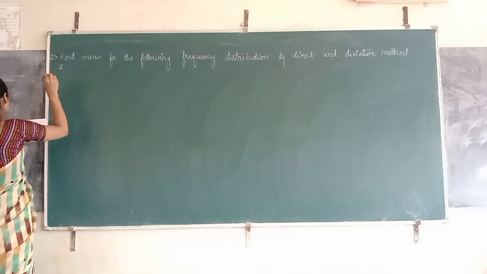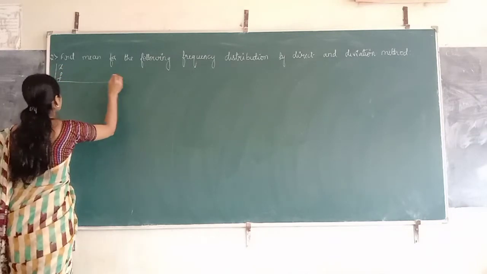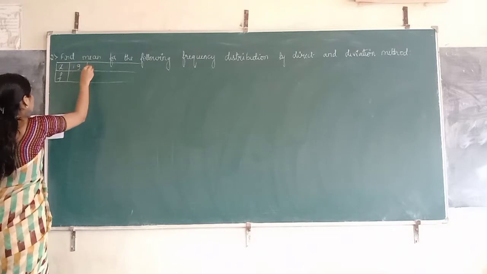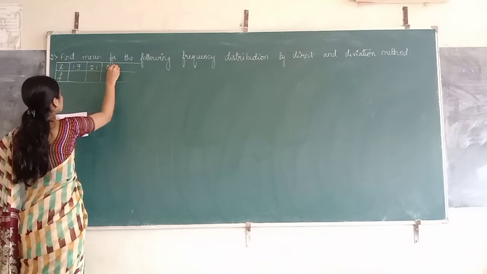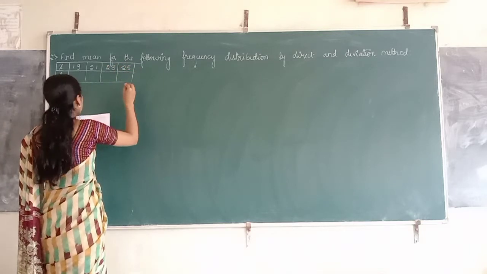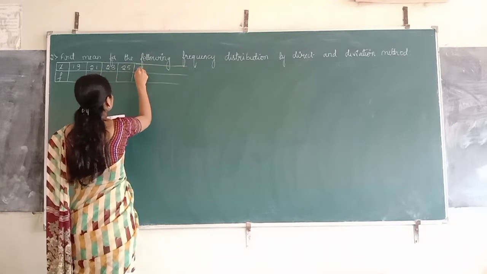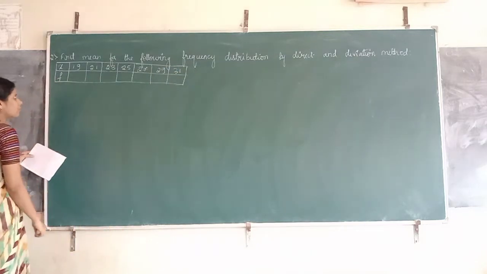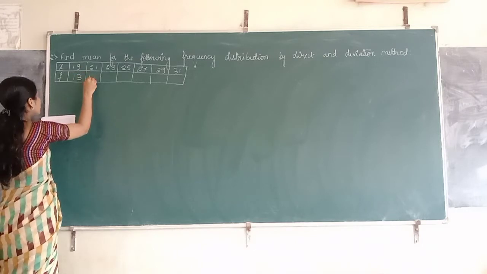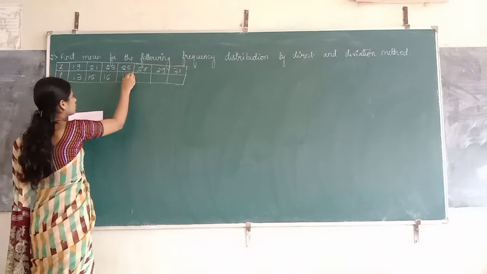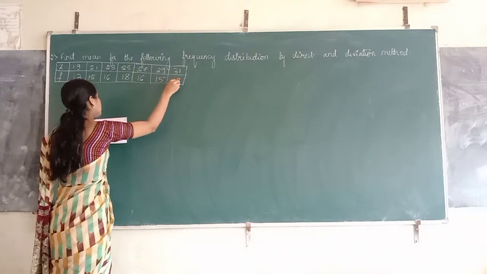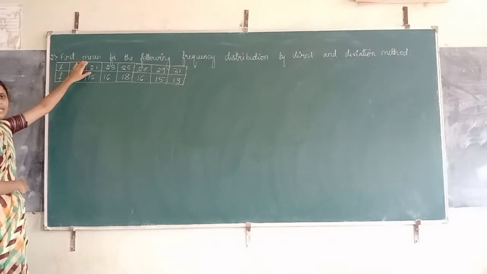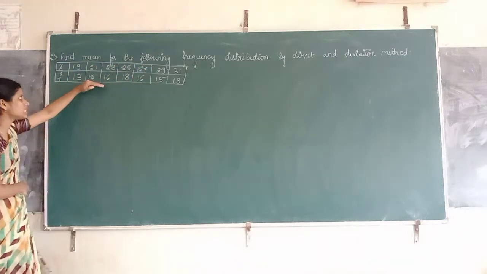And the values given are x and f. X values are 19, 21, 23, 25, 27, 29, 31. Next, frequencies 13, 15, 16, 18, 16, 15 and 30. So this is the question where you are asked to find mean for the following frequency distribution.